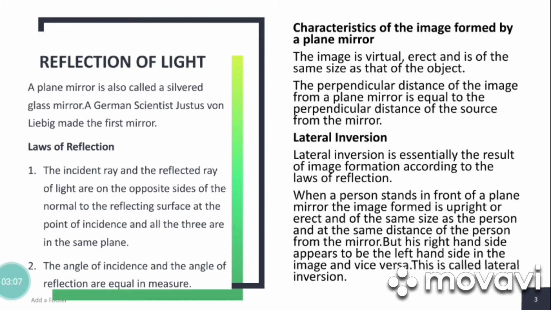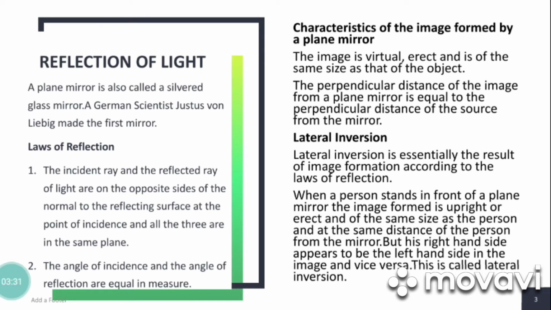Characteristics of the image formed by a plane mirror. The image is virtual, erect, and is of the same size as that of the object. The perpendicular distance of the image from a plane mirror is equal to the perpendicular distance of the source from the mirror. Source here means object.